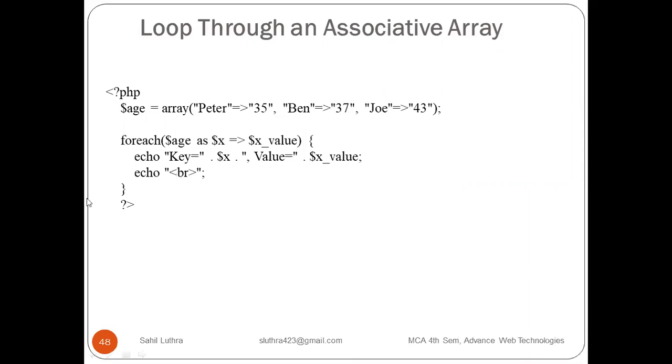After that, at last, you close the curly braces and the question mark and greater than sign. So here our PHP section will be closed. And at last, you know that you have to close your body tag and also your HTML tag. So this is how you can run an associative array with the help of a loop.